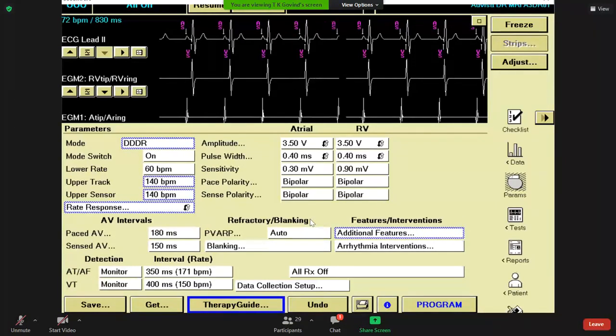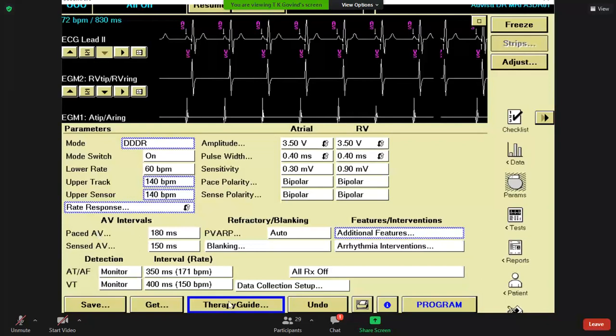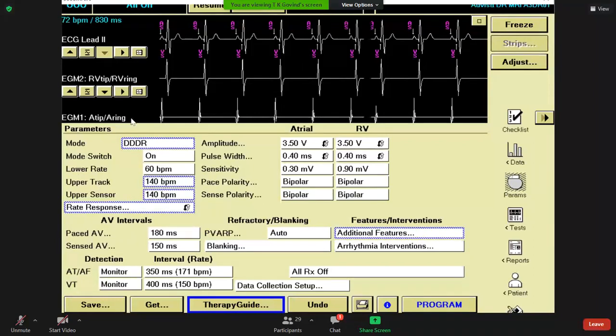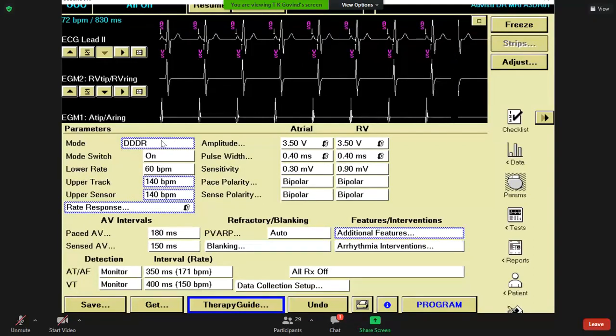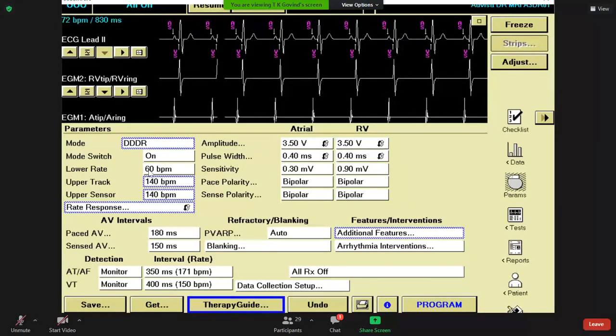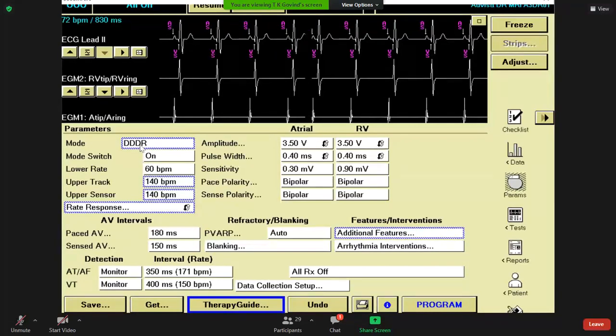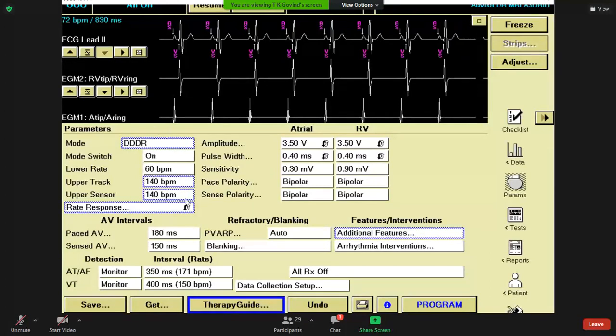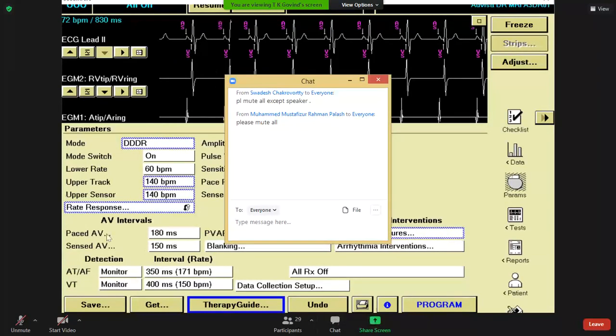Right. So it is not bad programming DDDR. It is definitely good. But then if you program DDD, then you are making total use of the patient's sinus node function, which is okay as well. So either of those is not wrong.